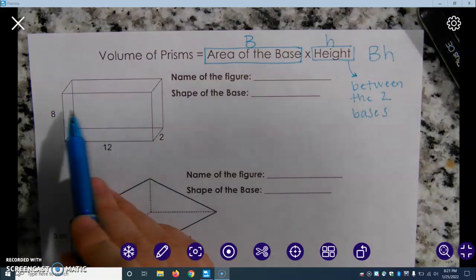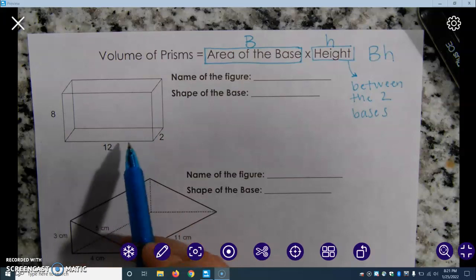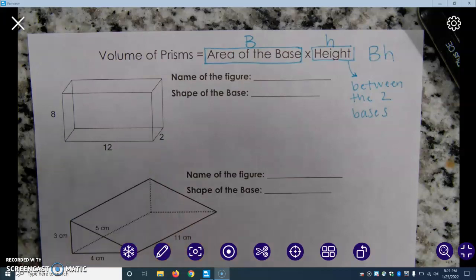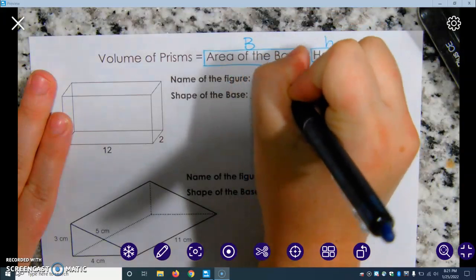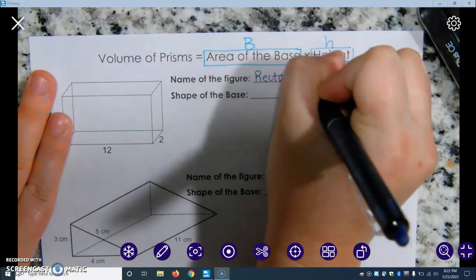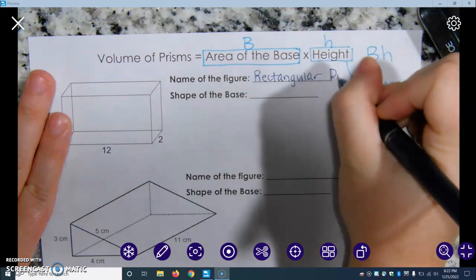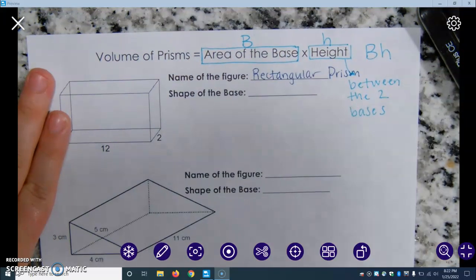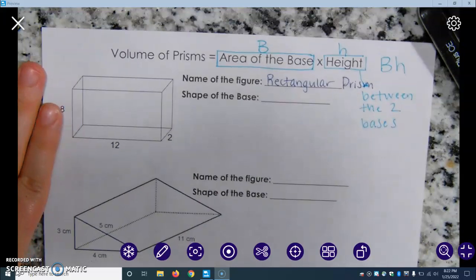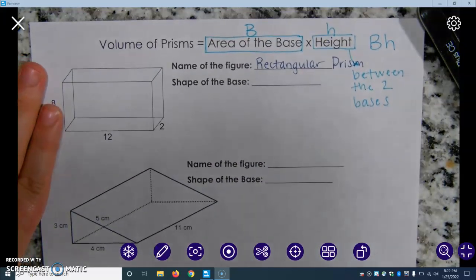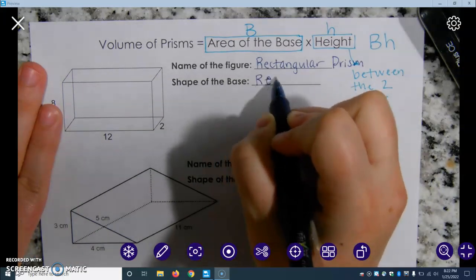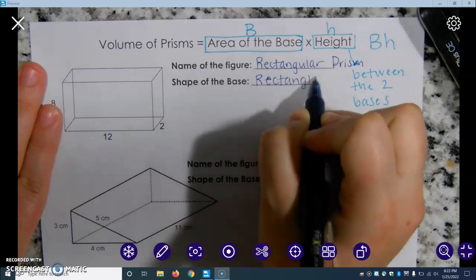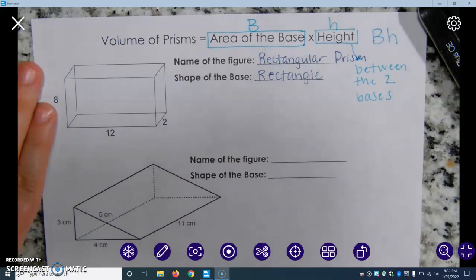All right, so you should be able to tell me what the name of this prism is. This is a rectangular prism, and you should be copying this down. You have these notes in front of you, so pause the video as you need to so you can copy these down. So this is a rectangular prism. The base is a rectangle. Whatever the name is, that's the shape of the base.